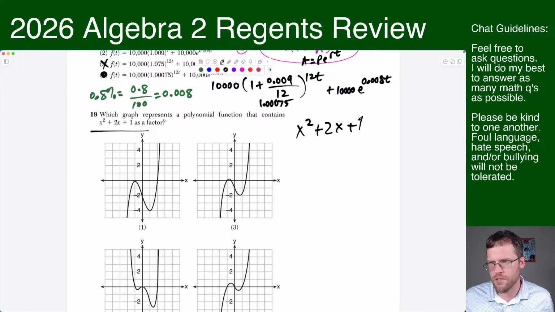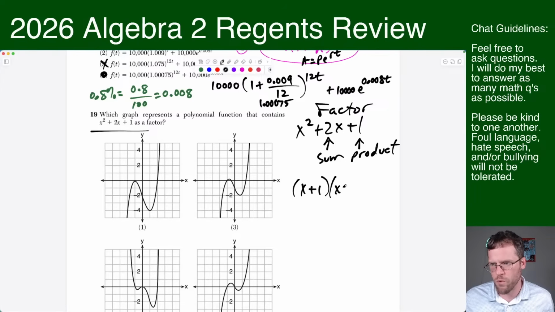You ready? If this is a factor, this breaks down to what two numbers have a sum of 2 and a product of 1. Hopefully this doesn't ruin your day. x plus 1, x plus 1. All right, 1 plus 1 is 2. 1 times 1 is 1. This makes (x plus 1) squared.